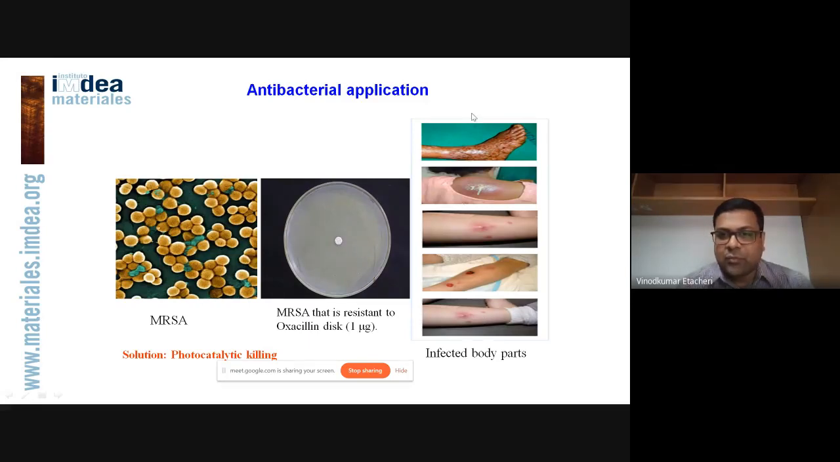Here you can see some examples of infected body parts. These are known as MRSA. It's well known for hospital-borne infections, which cannot be treated by antibiotics. So photocatalytic killing is one of the methods, and my PhD work was focused on one of these applications of TiO2 for antibacterial applications.